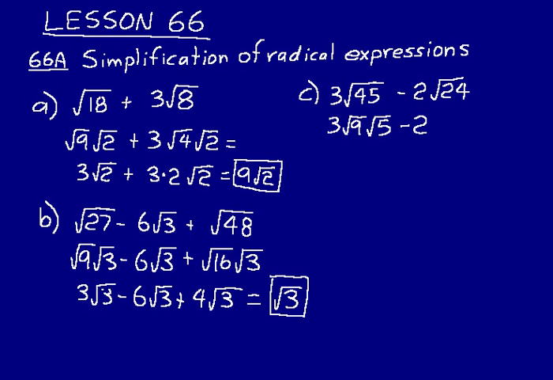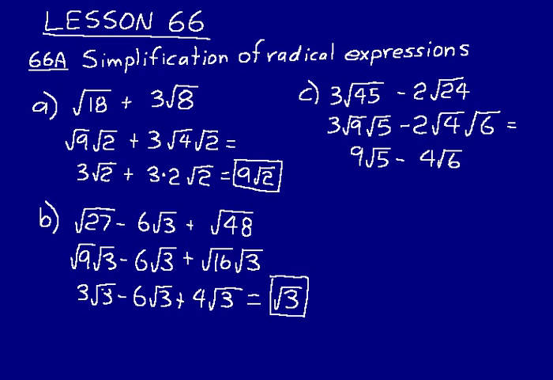Minus 2 times, well, 24. Think of a factor of 24 that you know the square root of. You have 4 times 6 is 24. 4 would be the largest factor that you know the square root of. So you do 4 times the square root of 6. Okay, now you can simplify this. 3 times the square root of 9, that'd just be 3 times 3, or 9 times the square root of 5. And then minus 2 times the square root of 4, that would just be 2 times 2, or 4, times the square root of 6.